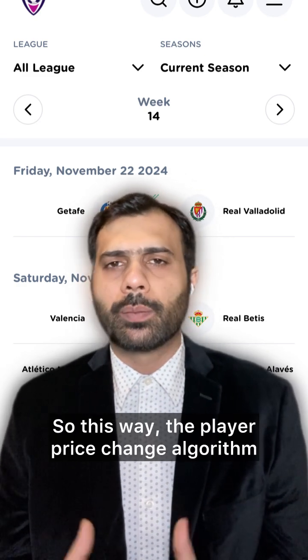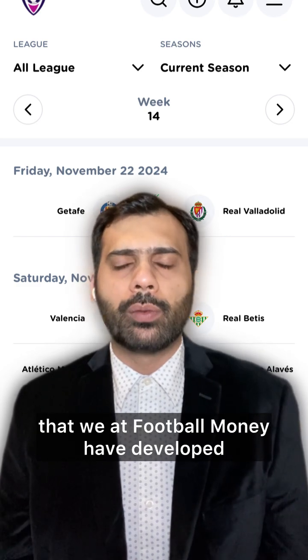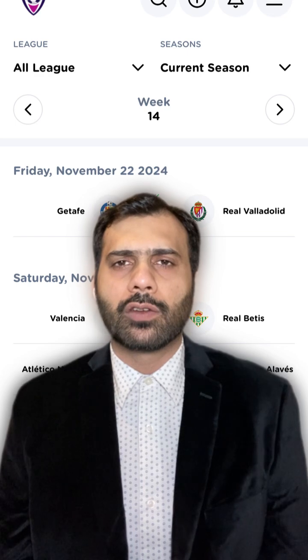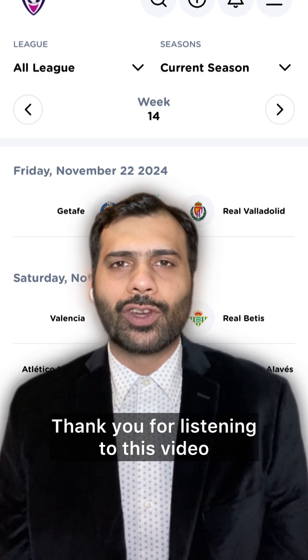So this way, the player price change algorithm that we at Football Money have developed is unique, transparent, fair, and honest.